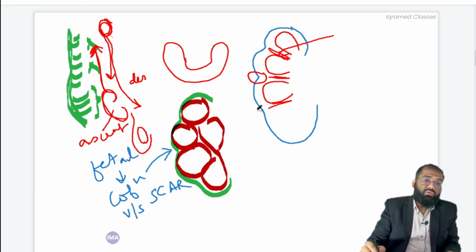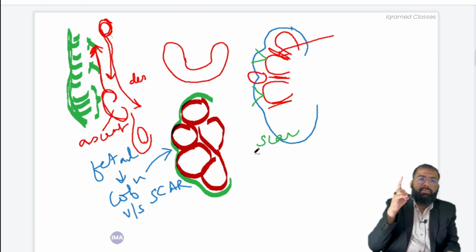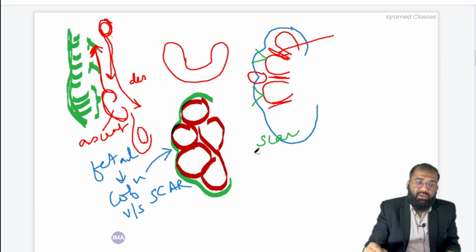But if it is not corresponding, suppose it was here, which is not corresponding to the column of Bertini, then that would favor scar. Scars can occur anywhere, but lobulations will always take place along the column of Bertini. So that is how we differentiate scar versus lobulation.